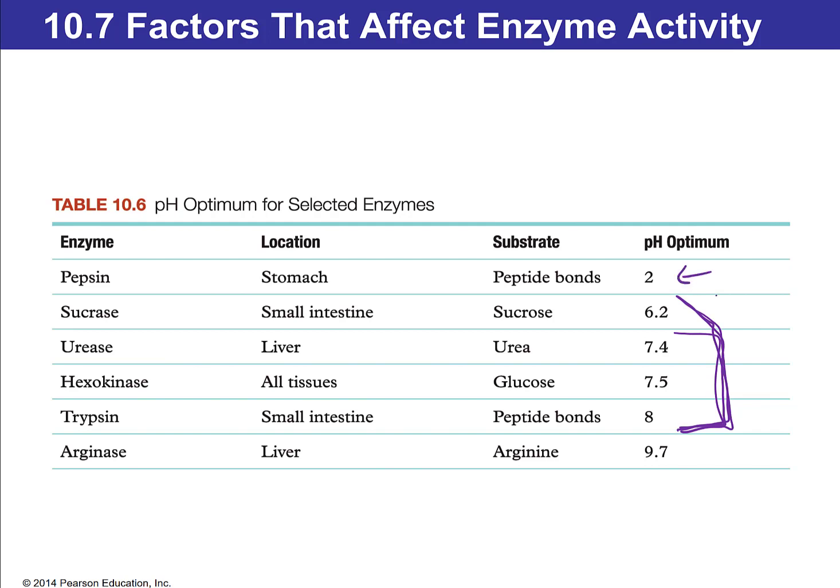Why does pepsin like a pH of 2? Because of the acid in the stomach. So pepsin is designed to work best under acidic conditions. If you had pepsin and you put it at a pH of 7, it's not going to work very well because its design is to have that acidic condition.